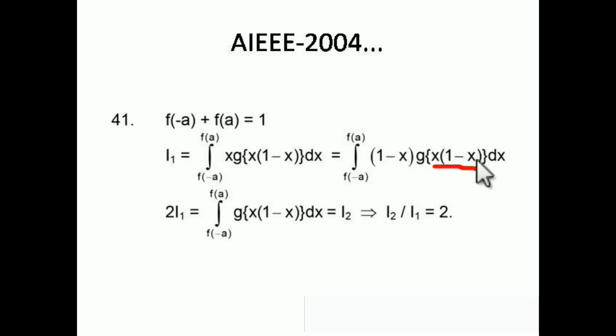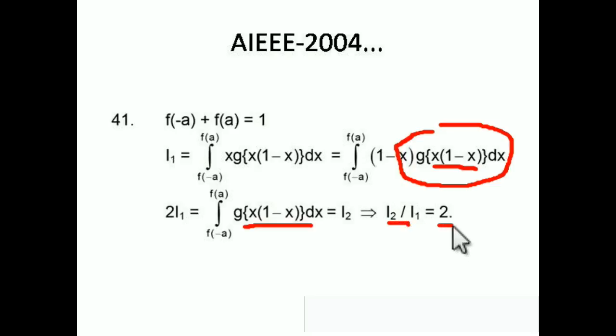Now multiply this whole thing with 1 and then x, and this thing is going to become I1, and this I1 goes here, so it becomes 2 I1. 2 I1 is equal to the integral from f(-a) to f(a) of 1 into g of x(1 - x) dx. But this thing is I2. So we have to find I2 by I1, and that becomes 2. So I2 by I1 equals 2. We first evaluate the function, that f(-a) plus f(a) is equal to 1, and then we apply the integration.